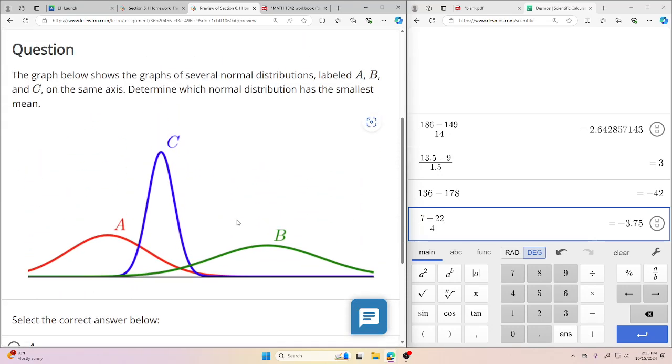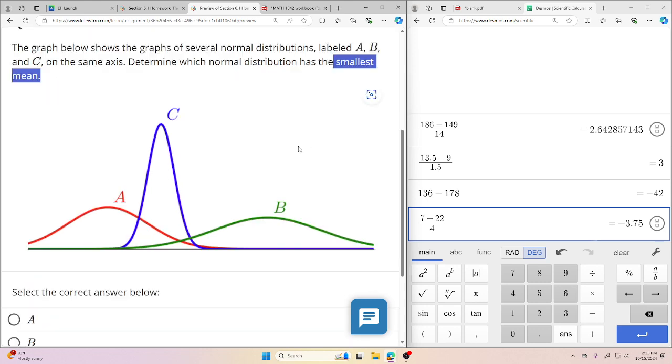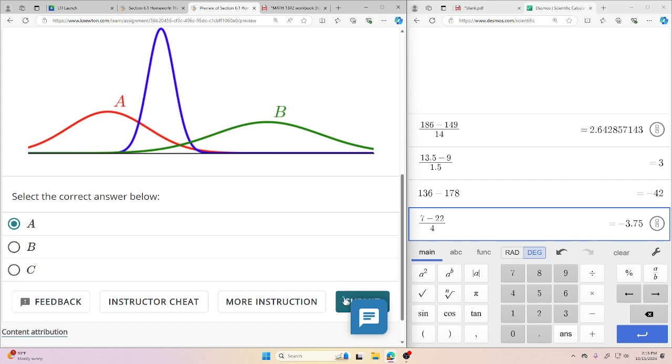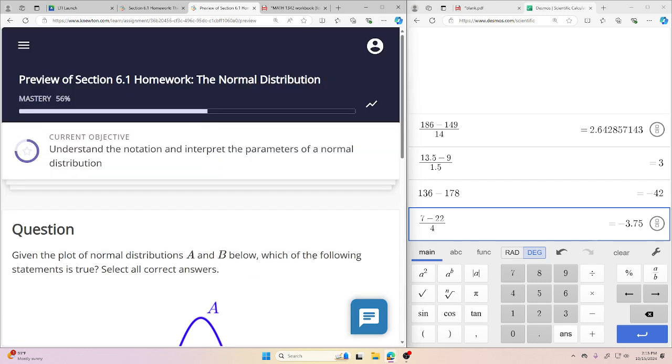We already did this kind of stuff. But I like them. Determine which has the smallest mean. Which one's on the left side, all the way on the left? A. A is on the left side. Yeah, exactly. Cool. Okay.